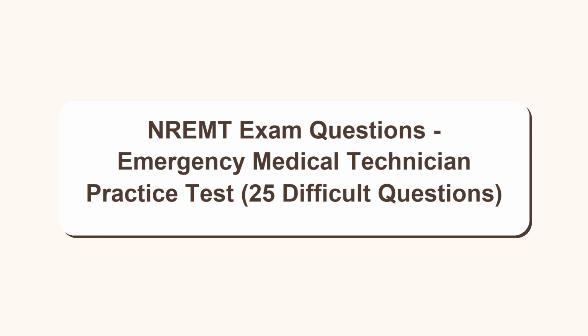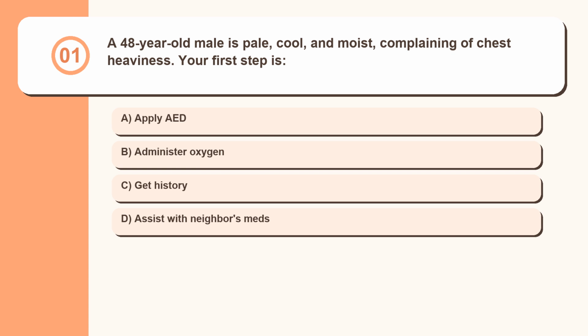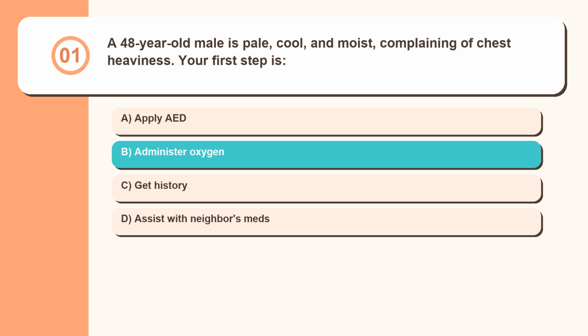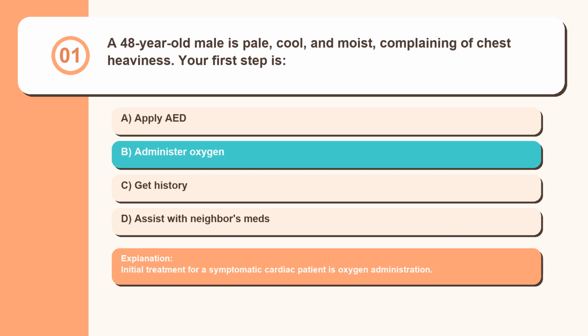NREMT exam questions. Emergency medical technician practice test. 25 difficult questions. Question 1. A 48-year-old male is pale, cool, and moist, complaining of chest heaviness. Your first step is: apply AED, administer oxygen, get history, assist with neighbor's meds. Initial treatment for a symptomatic cardiac patient is oxygen administration.